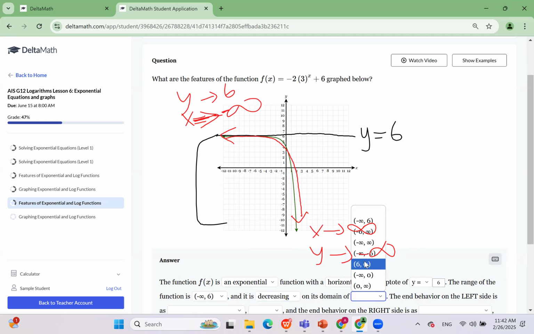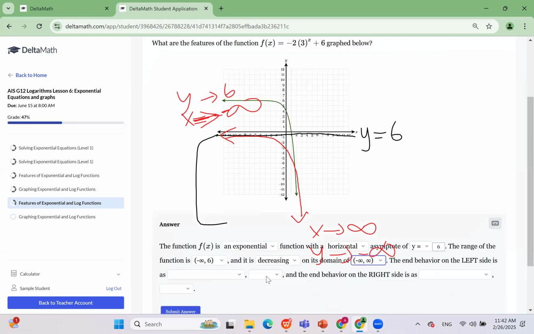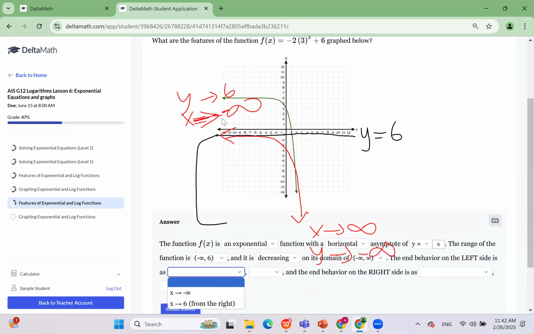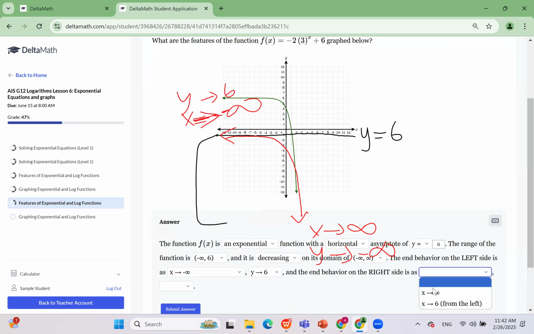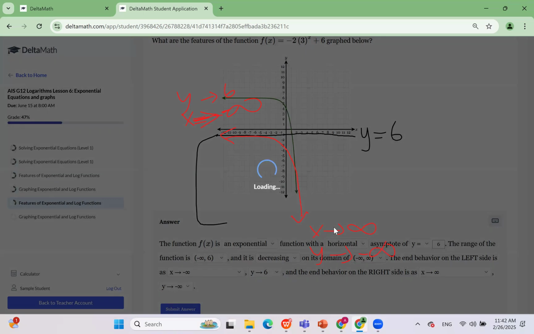So the domain is from negative infinity to infinity. The end behavior on the left is x approaches negative infinity and y approaches positive 6. And on the right, both are infinity, but y is negative. So x approaches infinity and y approaches negative infinity. And this concludes this question as well.